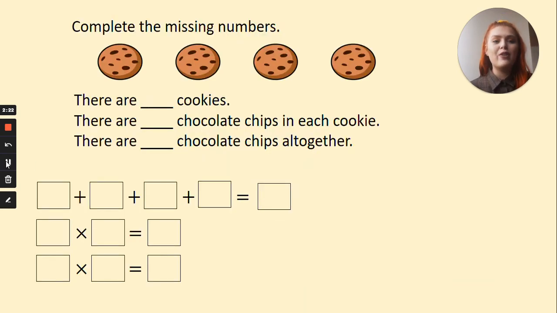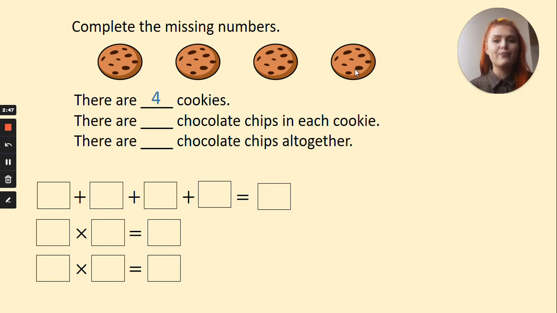Okay, now we're going to have a look at this question. Complete the missing numbers. There are something number of cookies. There are something chocolate chips in each cookie. And there are something chocolate chips all together. So let's look first of all at that first one. How many cookies do we have? I've got 1, 2, 3, 4.